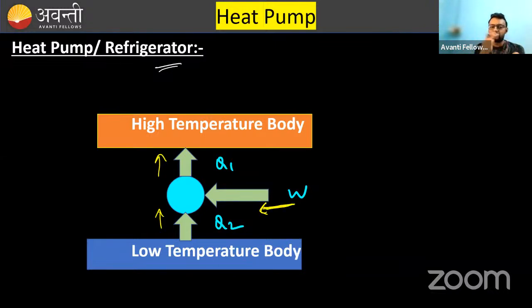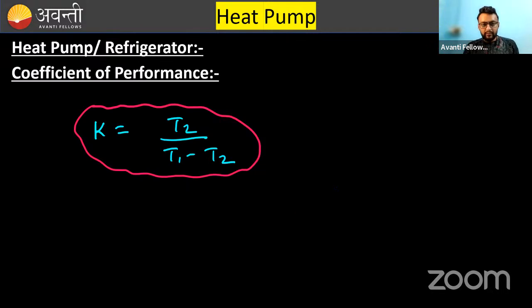You can see all the arrows are reversed in the heat pump. It takes some heat from low temperature, gives it to the high temperature, and for that, as per the Clausius statement, some external work is needed. So what will be the important formula for this? The important thing is the coefficient of performance that is being asked. What is the coefficient of performance for the heat pump or refrigerator? The formula is T2 over T1 minus T2. Is it clear?